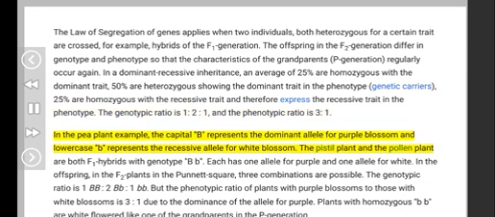In the example, the capital B represents the dominant allele for purple blossom and lowercase b represents the recessive allele for white blossom. The pistil plant and the pollen plant are both F1 hybrids with genotype Bb. Each has one allele for purple and one allele for white.